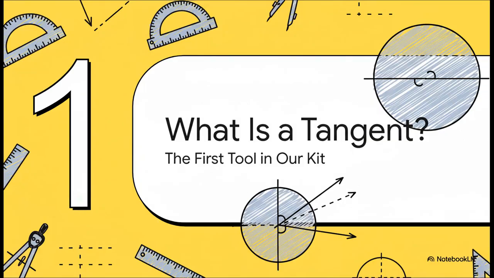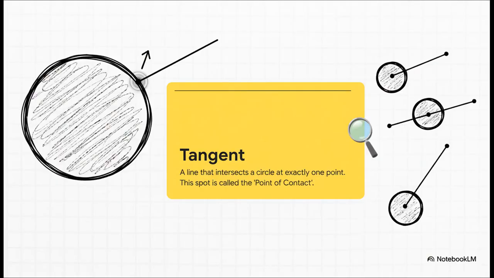First things first. Before we can solve anything, we need to know exactly what we're working with. So let's define the most important term for today and add that very first essential tool to our geometry toolkit. So a tangent, it's just a line that skims the very edge of a circle. It touches it perfectly at exactly one spot. And that special spot, we call it the point of contact. Not 2 points, not 0 points, just one.